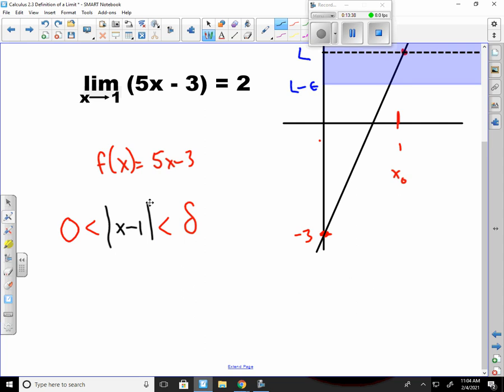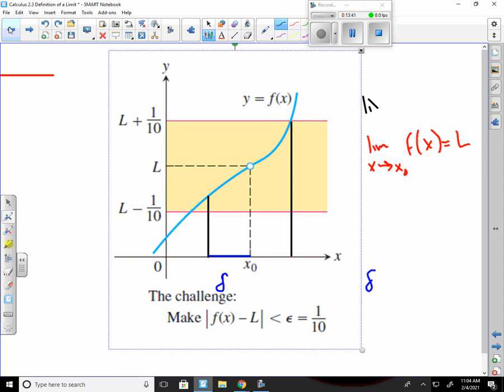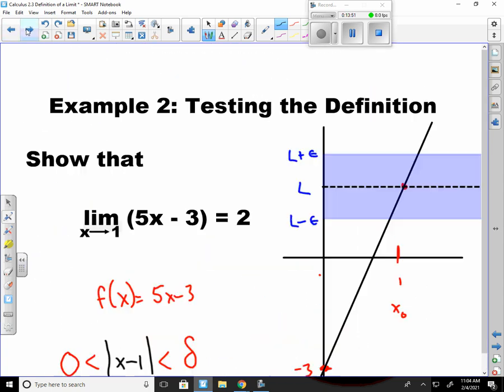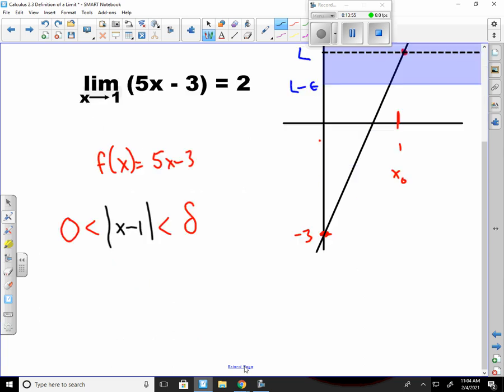So now when we look at our epsilon, going back to that definition, it said that we had to have the absolute value of f of x minus the limit less than epsilon. Our limit is 2. So it's the absolute value of f of x minus 2 is less than epsilon. Our f of x is 5x minus 3. So we do the absolute value of 5x minus 3 minus 2 is less than epsilon.